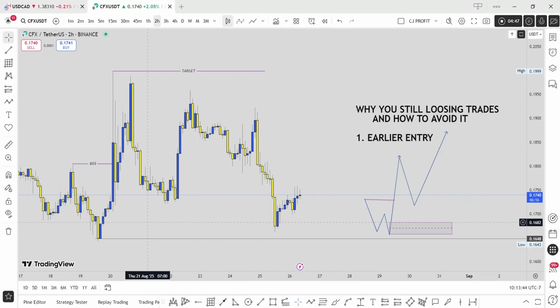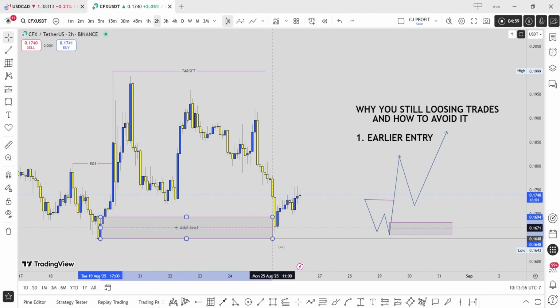Always know the origin that caused the break of structure. This is the origin that caused the break of structure. Now let's spot out the other block at the origin that caused the break of structure. Now this is my other block. I will cover the whole body of the candle and I move like this.